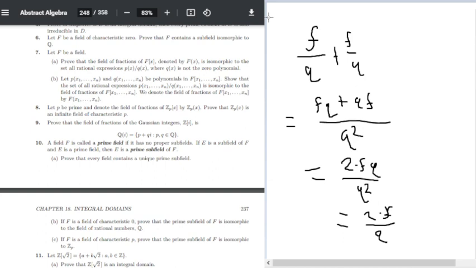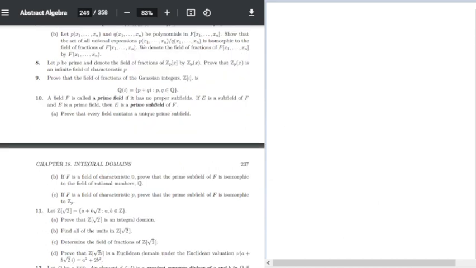Okay. Prove that the field of fractions of the Gaussian integers is the rational Gaussian numbers. I'm lazy. Okay. A field F is called a prime field if it has no proper subfields. Oh, this is actually a really cool thing. If E is a subfield of F and E is a prime field, then E is a prime subfield of F. So prove that every field contains a unique prime subfield.